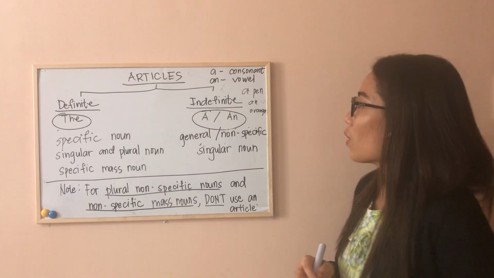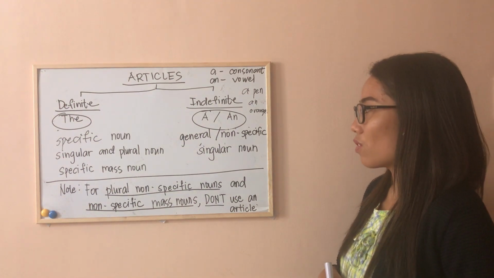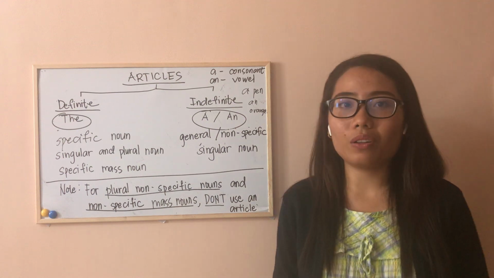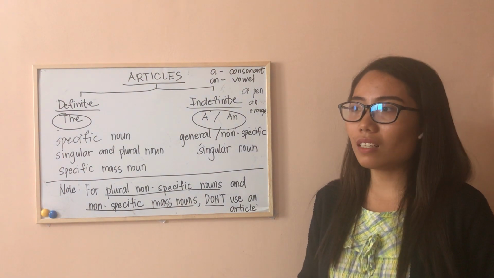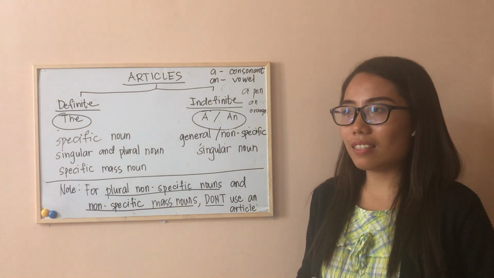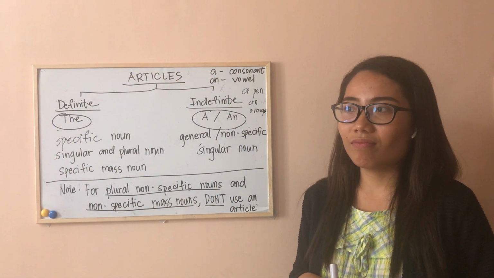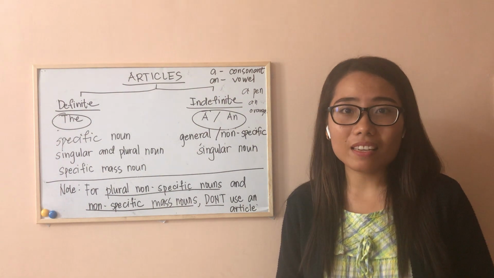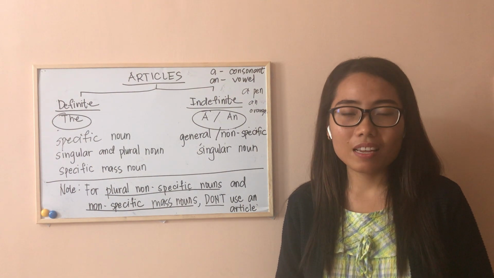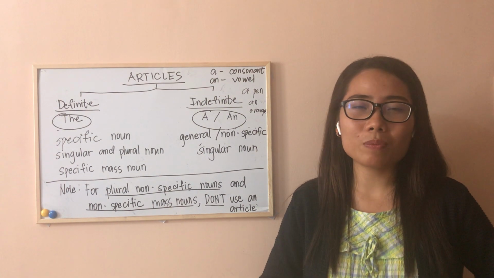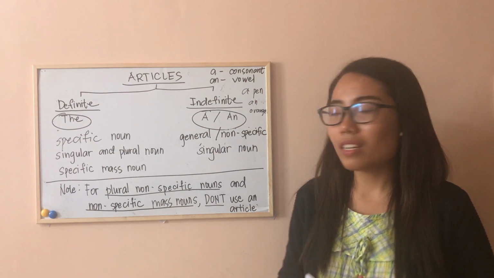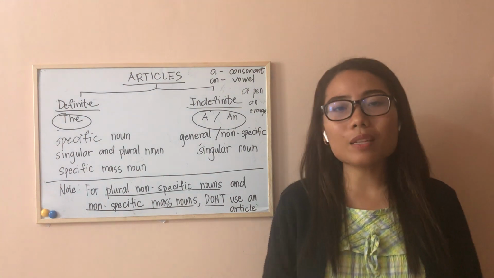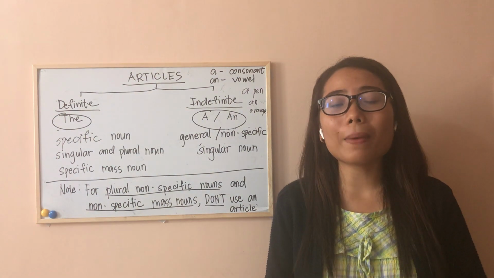So going back, we use "a" or "an" if we're talking about general or non-specific nouns. For example, let's say, a baby drinks milk. So I'm talking about babies in general. A baby in general. So for non-specific, for example, I want a pen.